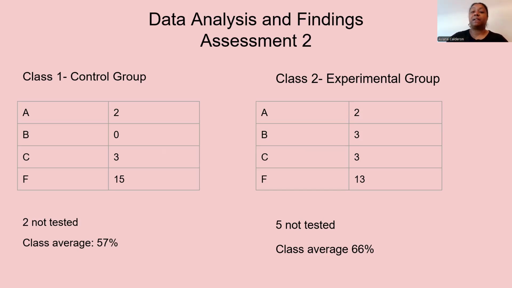Class 2, the second time around, they were the experimental group, so they used those teacher-made resources that were shown before. And so 2 students made an A, 3 students made a B, 3 students made a C, and 13 students made an F for a class average of a 66%.